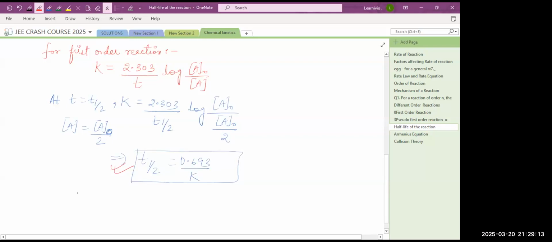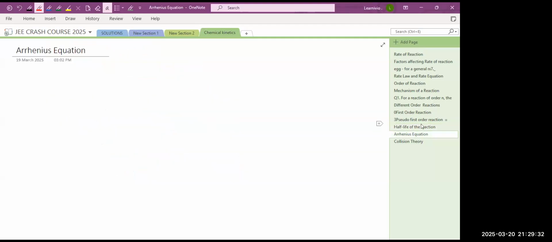Okay, good. Written? Okay, now let's see. So the half-life of the reaction. You just revise all the formulas. This is very, very important. All the formulas for half-life and rate constant.